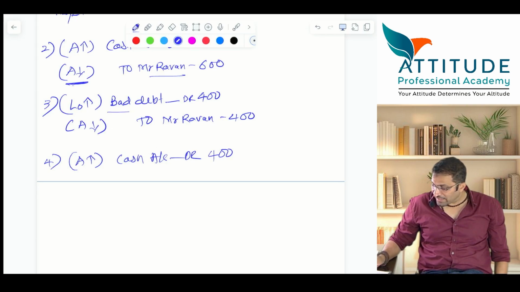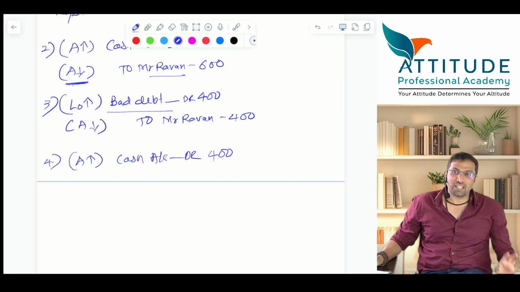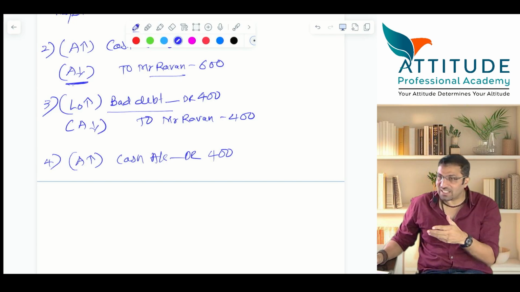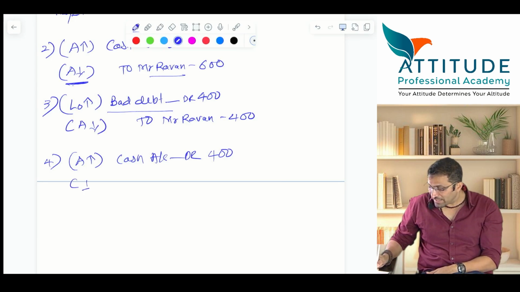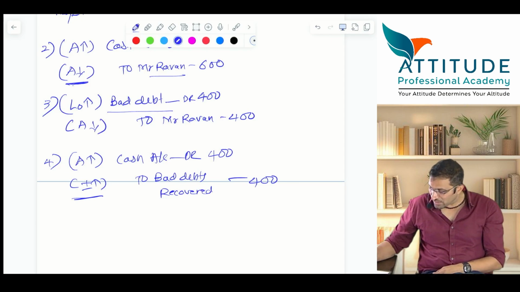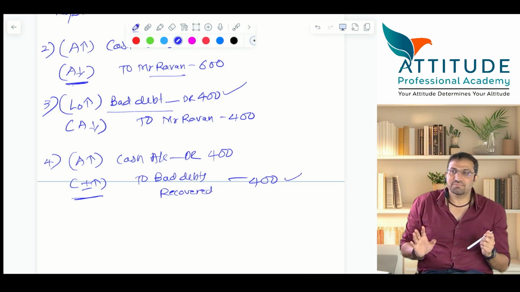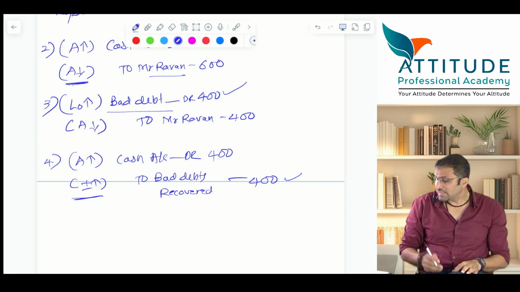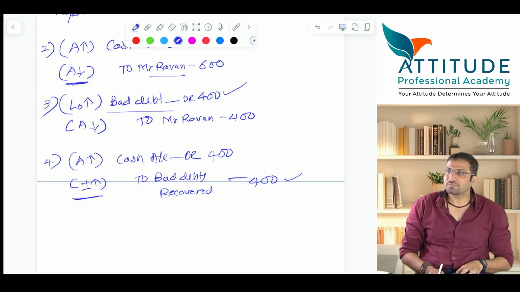Now, you already treated it as what? Loss. Now you treat it as income. Your income has increased again. So you cannot say Mr. Ravan's account is already closed. This is bad debts recovered. Income increases. To bad debts recovered. So bad debts recovered is an income. Your income has increased. You were treating it as a loss, now you are treating it as income. So both loss and income happen there. Understood? Is that clear? Up till here, any difficulty?